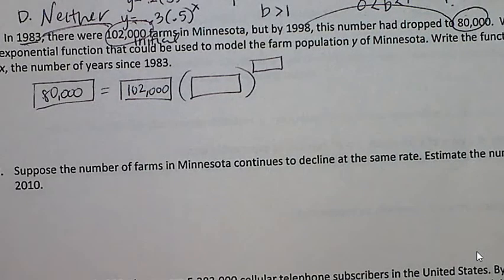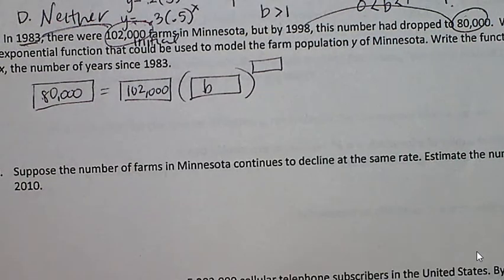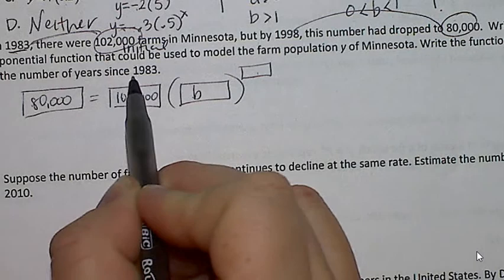Within this problem, you see nothing that describes an exact growth rate. Like we can see the number of farms in Minnesota are going down, but it doesn't tell you a percentage that represents that. So I'm going to put a lowercase b in this position. We generally put an X here. X represents the number of years since 1983.